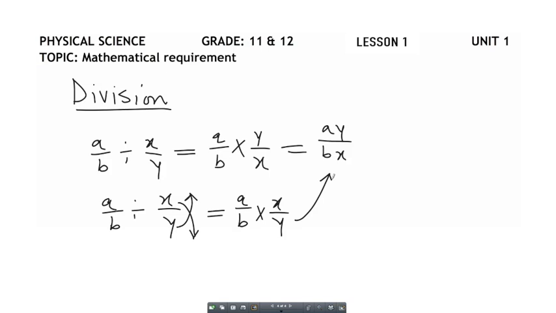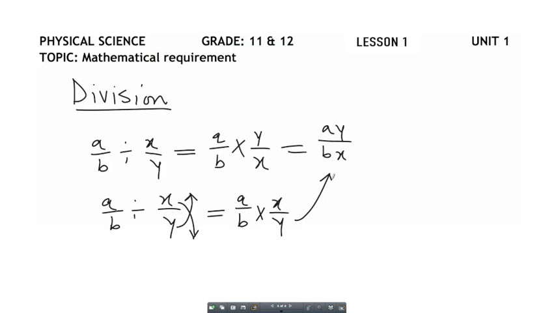Basically we are changing from division, because when you divide, the answer that you generate is a quotient, but then that quotient is retranslated into a product, because we have four variables: a over b, y over x, and then finally you say ay divided by bx to give you ay over bx.